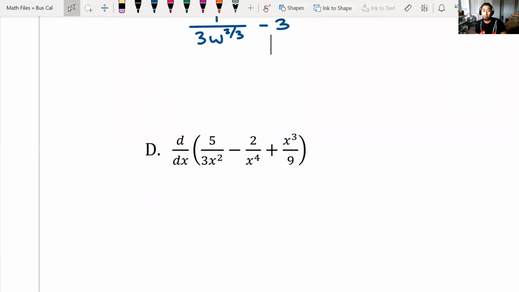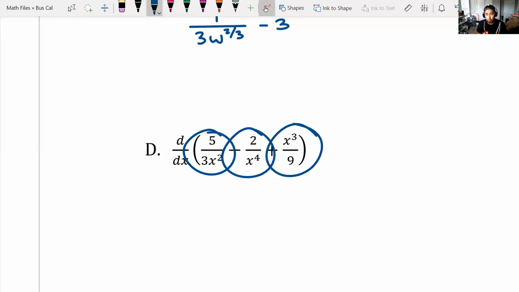And d. 5 over 3x squared minus 2 over x to the 4th plus x cubed over 9. So it has d over dx out front, which means take the derivative of this expression. So this is an expression, not a function like the other ones above it. So that d over dx has to tag along the whole way until we're ready to take the derivative. And we are not ready yet because we have to rewrite this one, and that one. We have to do a bunch of rewriting.